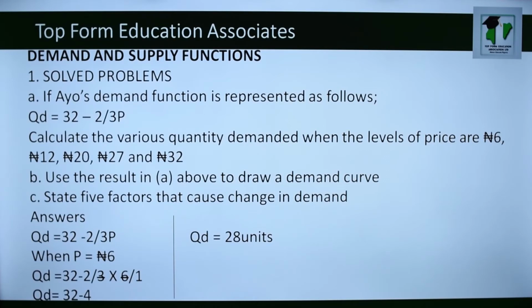So answers, quantity demanded is equal to 32 minus 2 over 3P, where P is 6. So wherever you see P, remove it and replace it with 6. Meaning we have quantity demanded is equal to 32 minus 2 over 3 times 6. 3 will divide itself 1, divide this 1, 2. So 2 times 2 will give you 4. 32 minus 4 will give you 28 units.